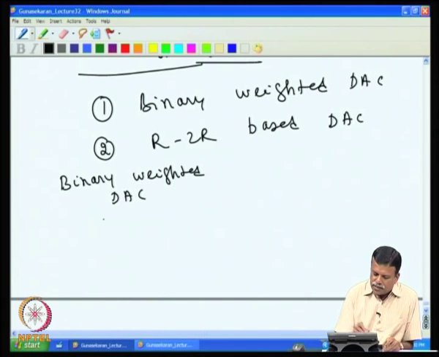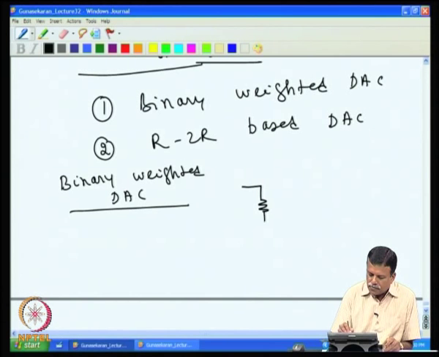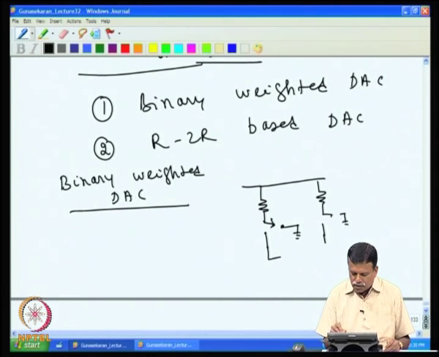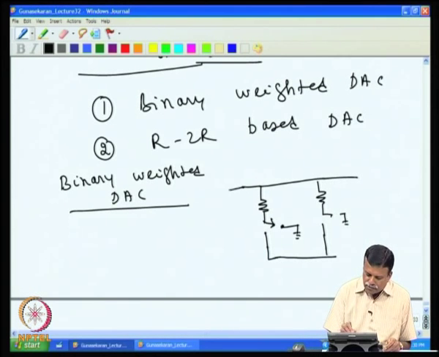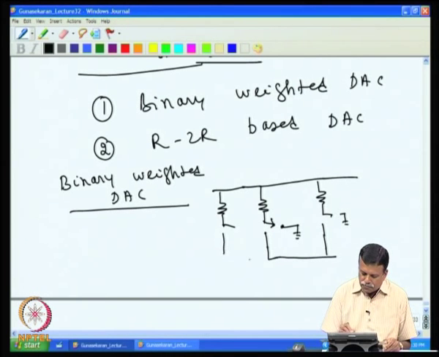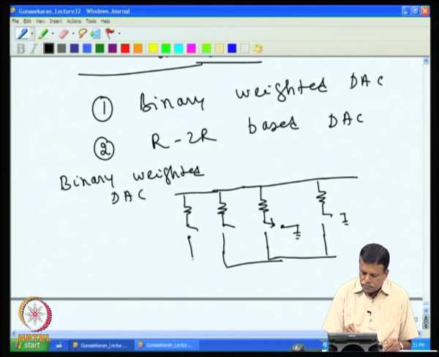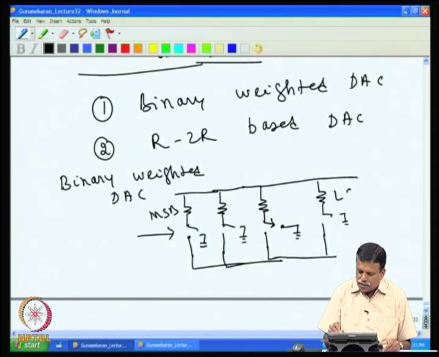Now, in this case, what is actually done is we have a resistance and assume that we have a switch here. That switch can connect either to this or to ground. In the same way we can have, for example, I take a 4 bit converter. So, in the 4 bit DAC we have, for example, 3 bits and then the 4th bit I put here. Assume this is a digital word that is operating the switches, and each can also go to ground. So, you have the MSB here, and the least significant bit is here.